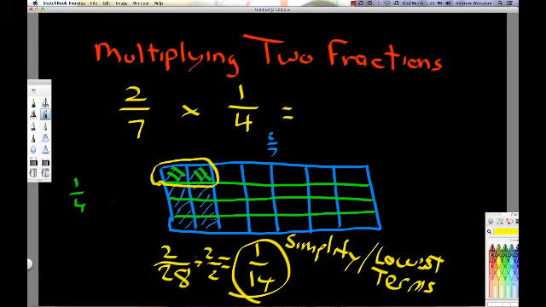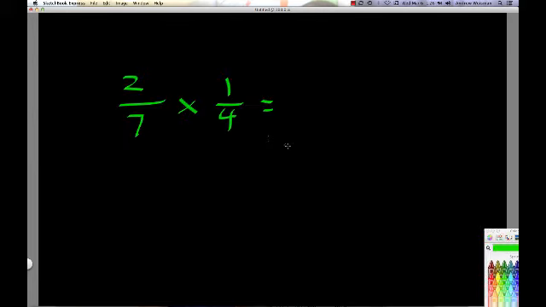I want to just erase my board, and then I will show you how to do this mathematically. So thinking about this problem mathematically, 2/7 times 1/4. Remember, the rule is you multiply your numerator times your numerator. So 2 times 1 is 2. 7 times 4 is 28.